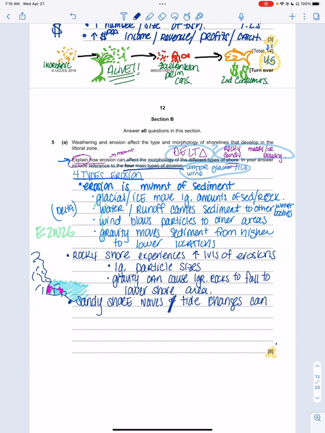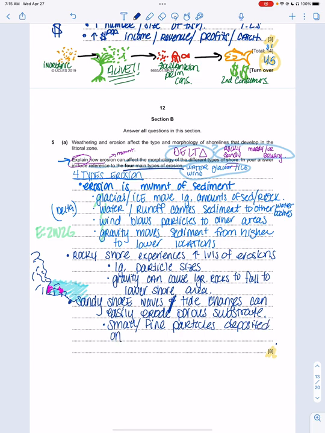Can easily erode porous substrate. There you go. So yeah, right. Try and take a mark from that. You can't. You have small or fine particles deposited on shore.